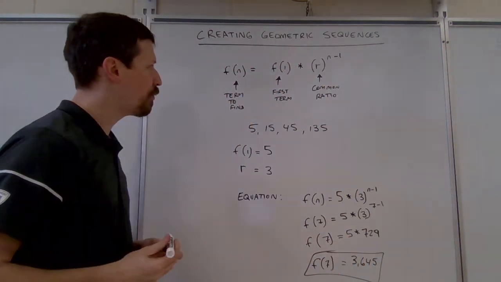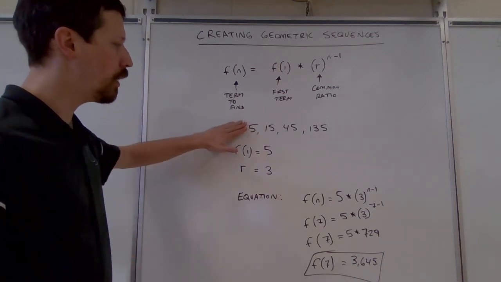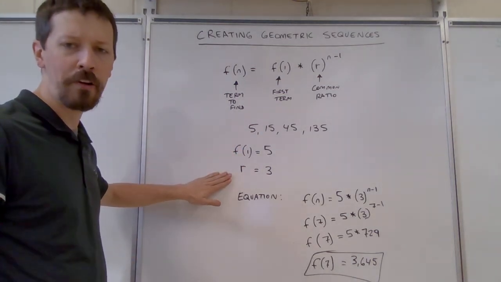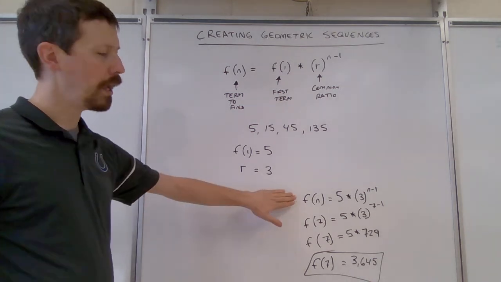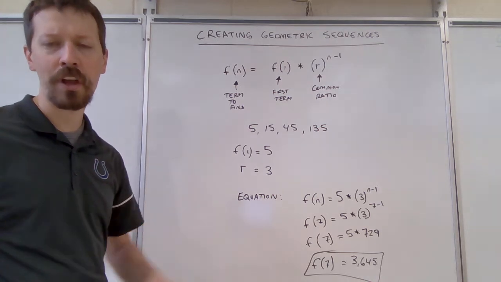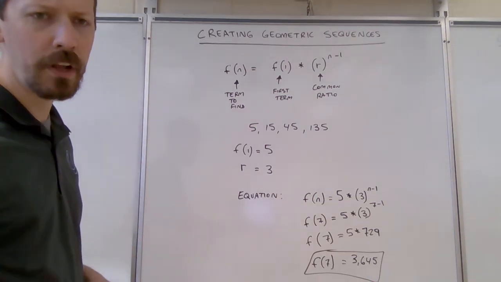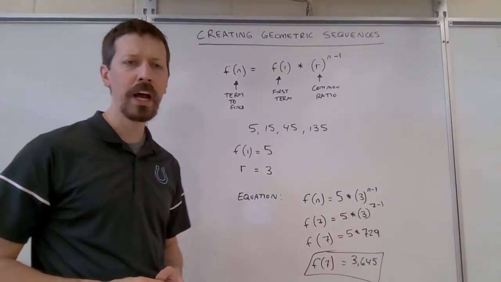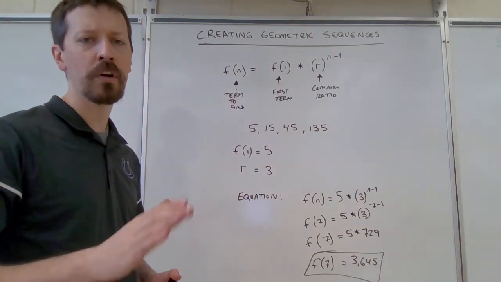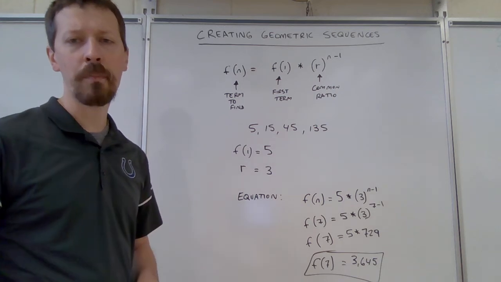So you'll notice a couple of steps there. First thing, I went ahead and labeled my first term, labeled my ratio. I went ahead and made my equation, and then I found what they're asking me for, in this case, f of 7. All right, so here's what I'd like you to do. Please go ahead and try problem number 6. Pause the video, give it a shot, then we're going to come back and talk about it.